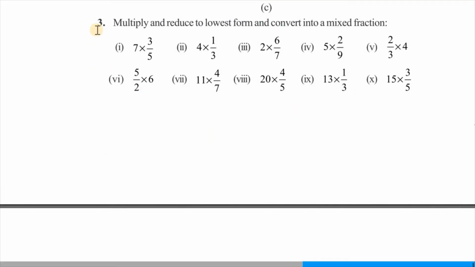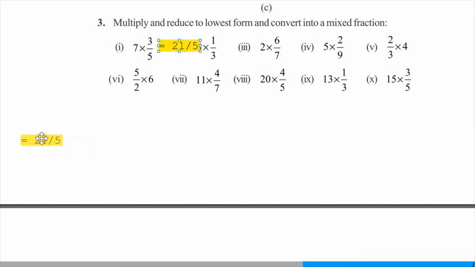Now let us move on to question 3. Multiply and reduce to lowest form and convert into a mixed fraction. So let us try a couple of these. First one we have 7 into 3 by 5. How do we multiply it? We just need to multiply the numerators and keep the denominator as it is. So the answer to this one is equal to 21 by 5.